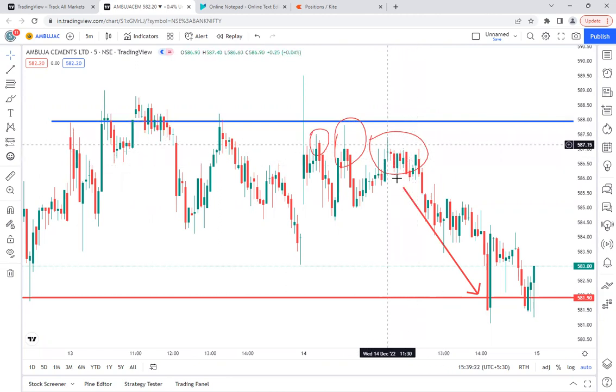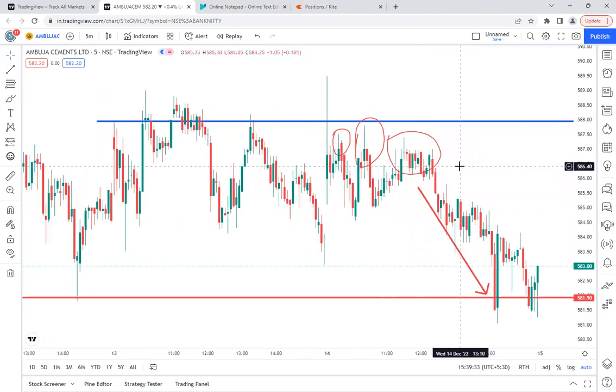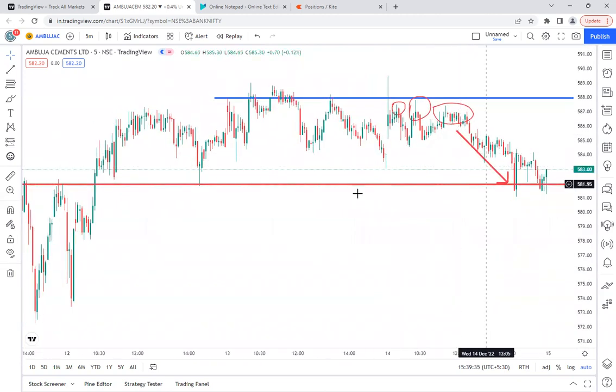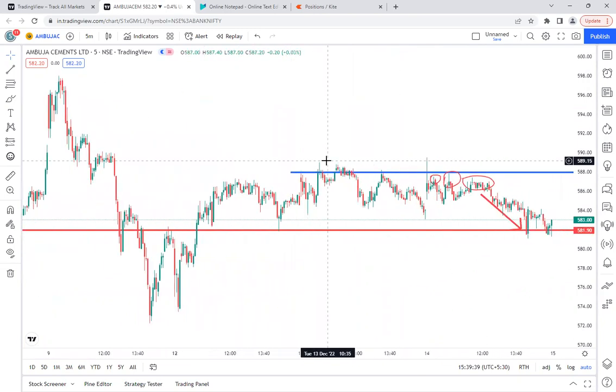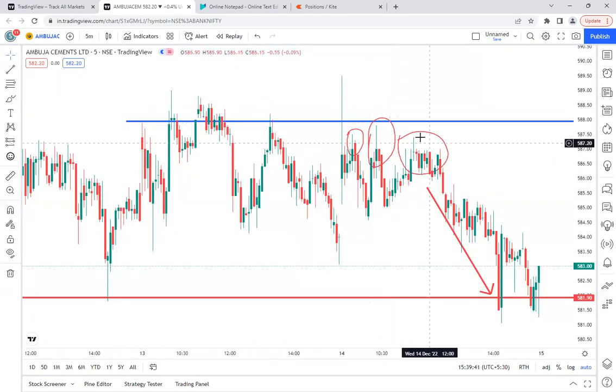But unfortunately, all the buyers who entered here failed, and finally, by the end of the day, they booked the loss. And finally, they reached the key support level, which we highlighted first. So this is the general kind of trap we observe in intraday price action.